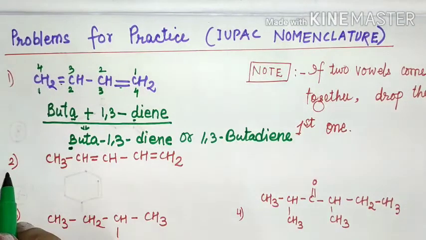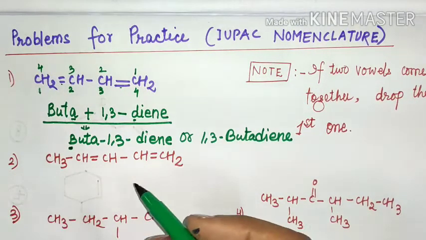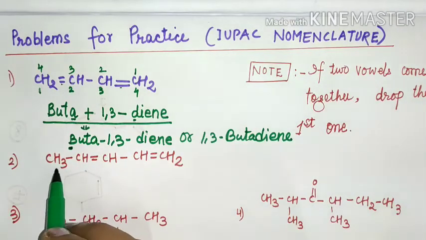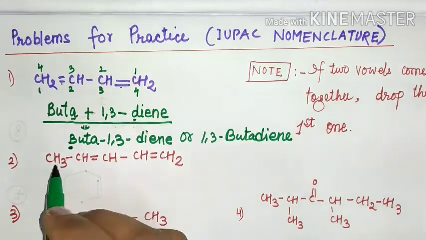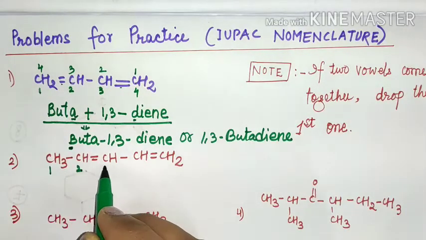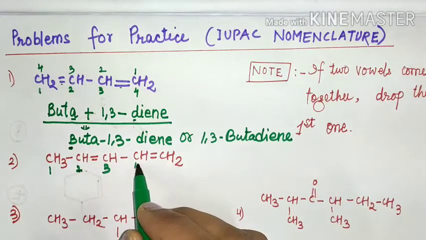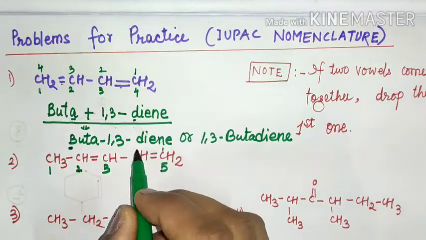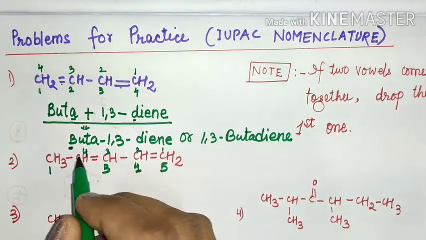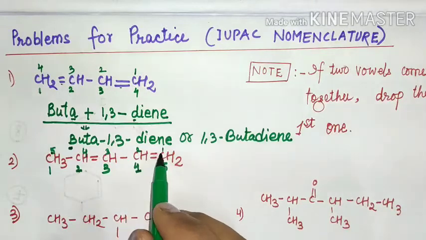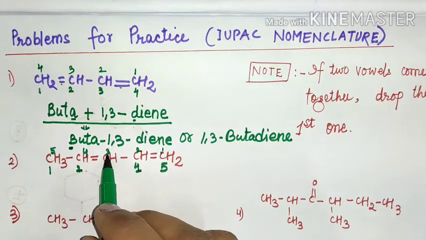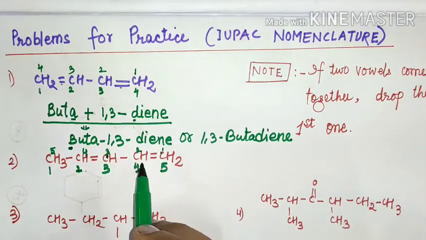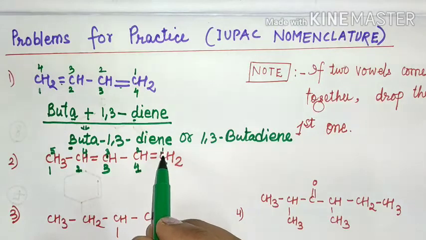Let's come to example number 2. Same, apply rule number 1. Select the longest continuous chain. Now numbering the chain. If we number the chain from the left side, the double bonds get position numbers 2 and 4. From the right side, 1, 2, 3, 4, 5, the double bonds get 1 and 3. So, according to the lowest locant rule, the correct order of numbering is from the right side.